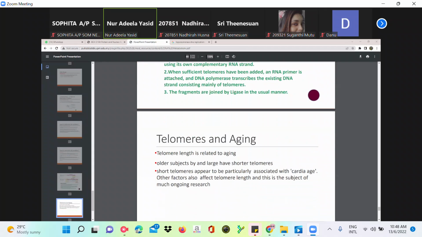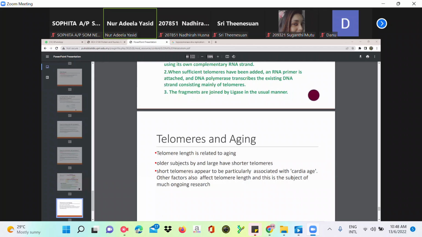Okay, telomerase and aging. Telomere length is related to aging. All the subjects, by and large, have shorter telomeres compared to youngsters lah.